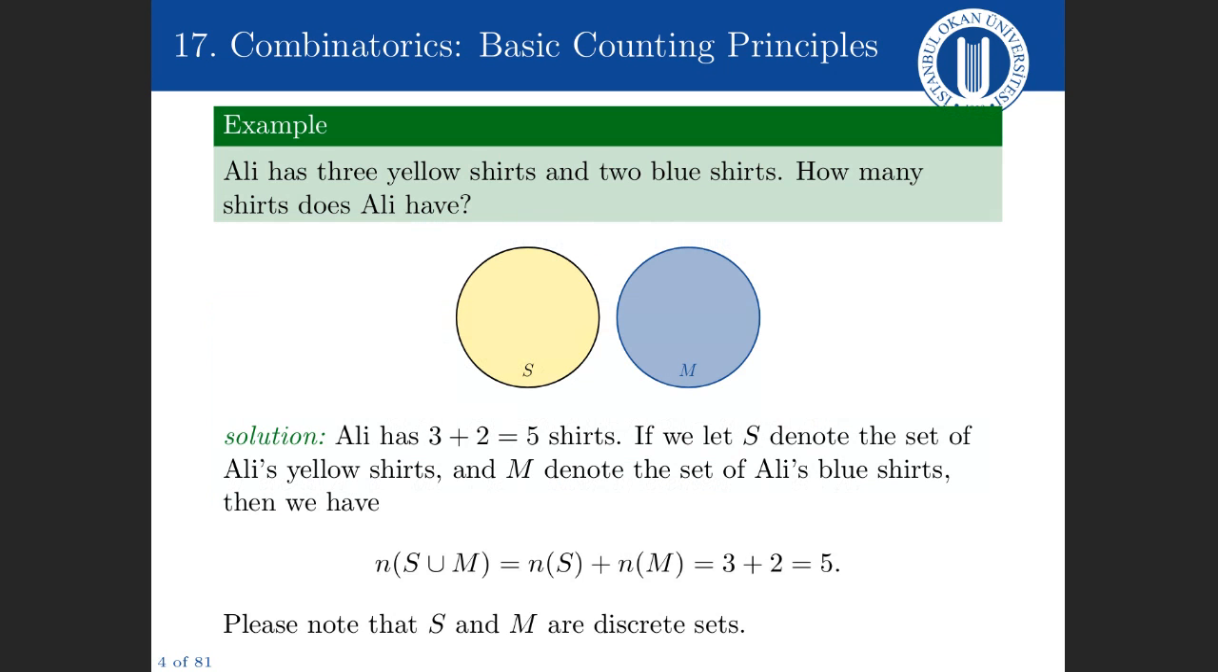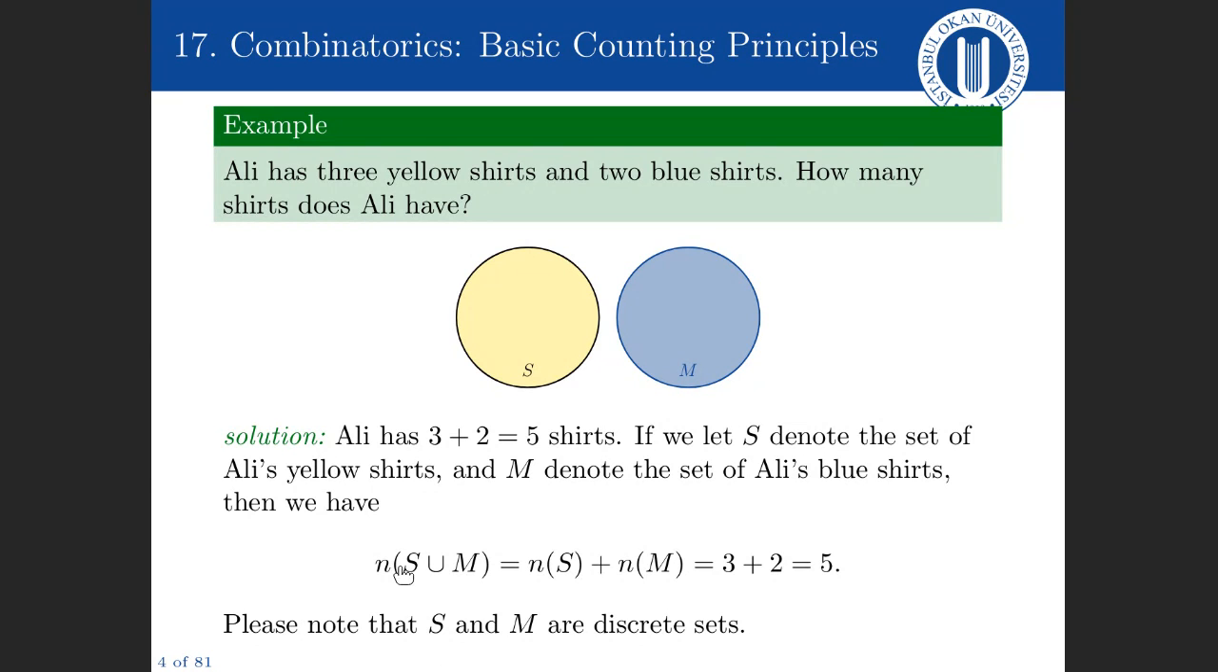A very, very easy example to start with. Let's suppose Ali has 3 yellow shirts and 2 blue shirts. How many shirts does Ali have? Well, we know how to do this. Clearly, Ali has 5 shirts, because 5 is 3 plus 2. If we let S be the set of yellow shirts and M be the set of blue shirts, then we can use the formula.